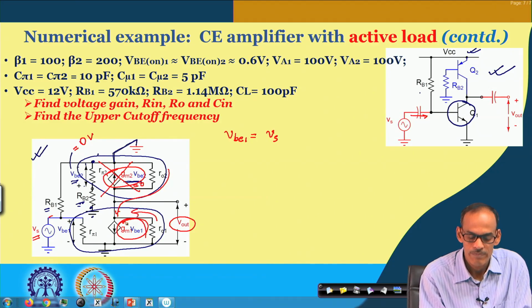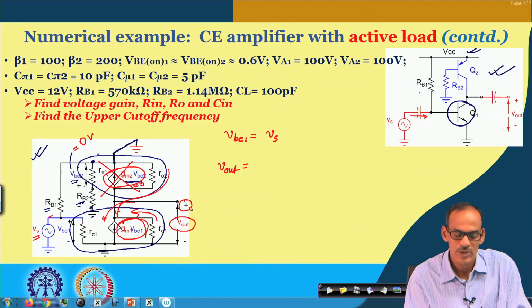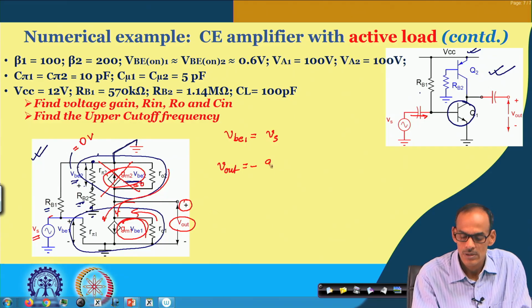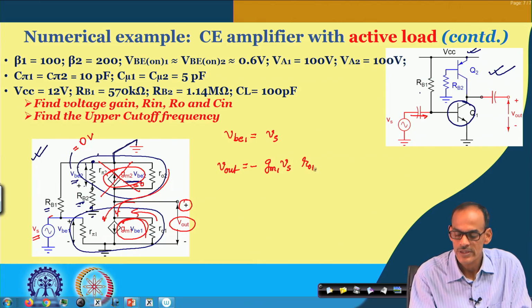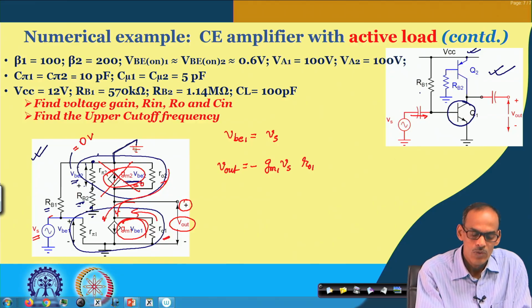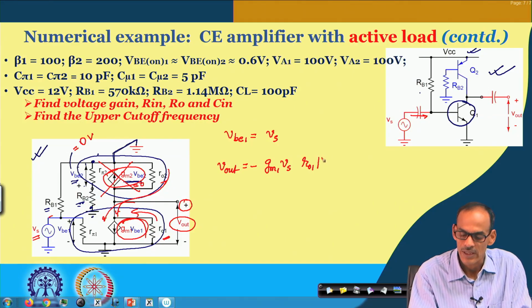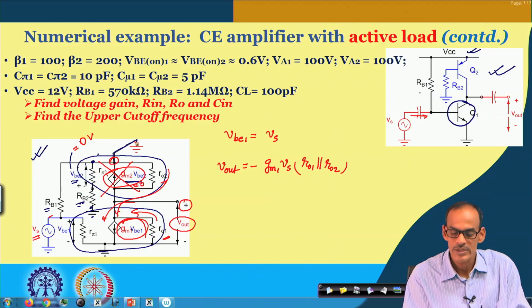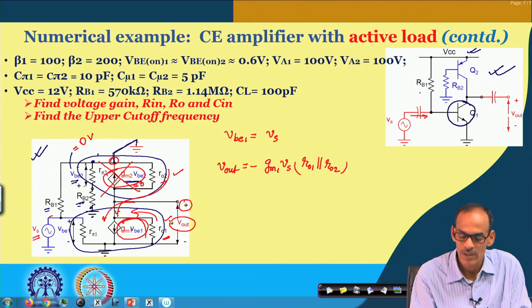That current is flowing through RO 2 as well as RO 1. So, the corresponding V out equals, since the current is flowing in this direction and the polarity of this voltage we are defining like this as positive, V out will be minus the current gm1 into VBE 1, which is Vs, multiplied by the equivalent resistance of RO 1 and RO 2, which are actually in parallel connection.